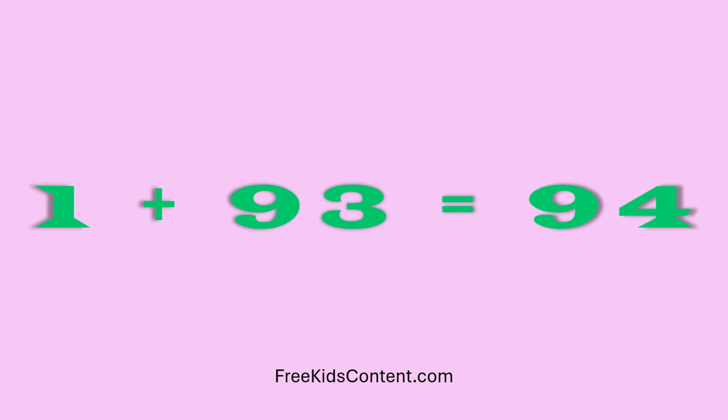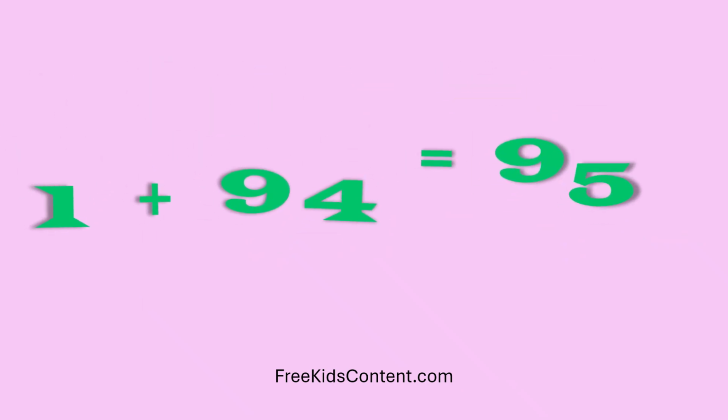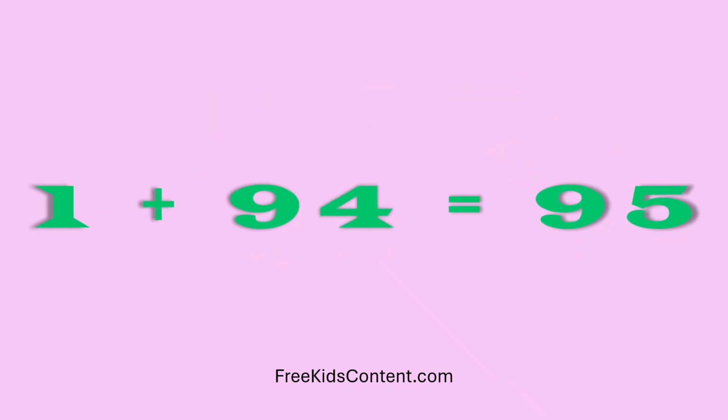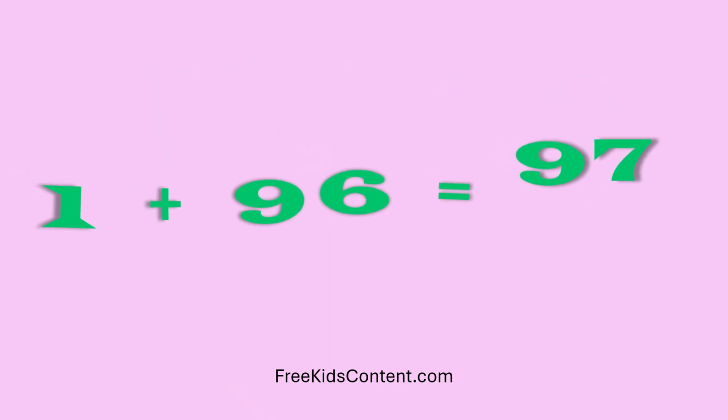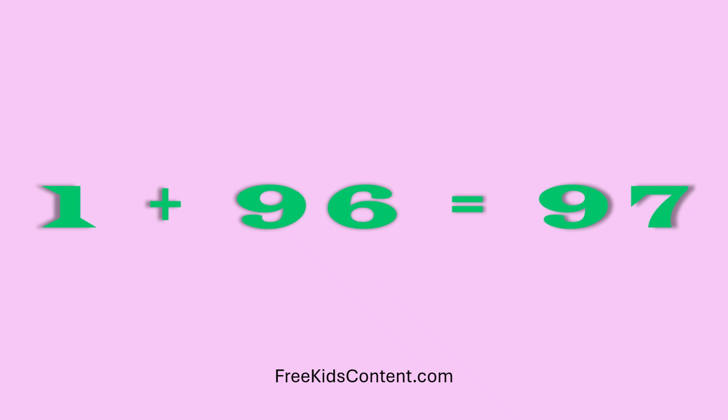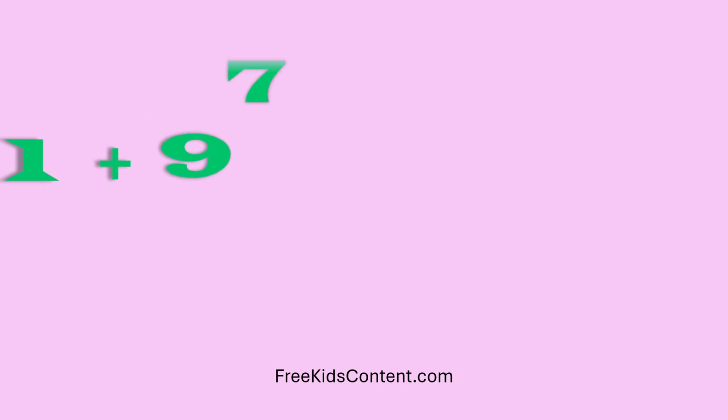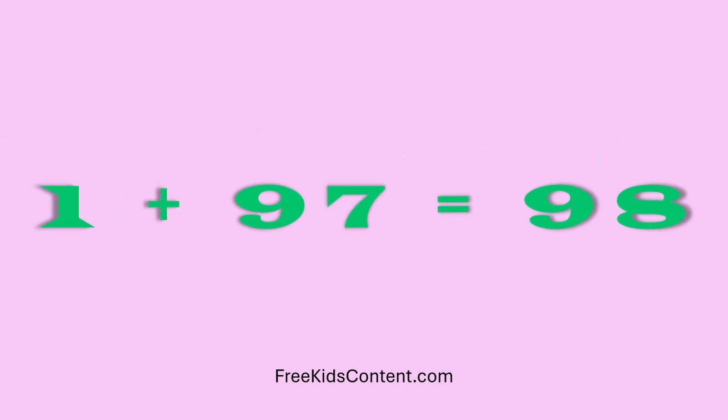1 plus 93 is equal to 94. 1 plus 94 is equal to 95. 1 plus 95 is equal to 96. 1 plus 96 is equal to 97. 1 plus 97 is equal to 98.